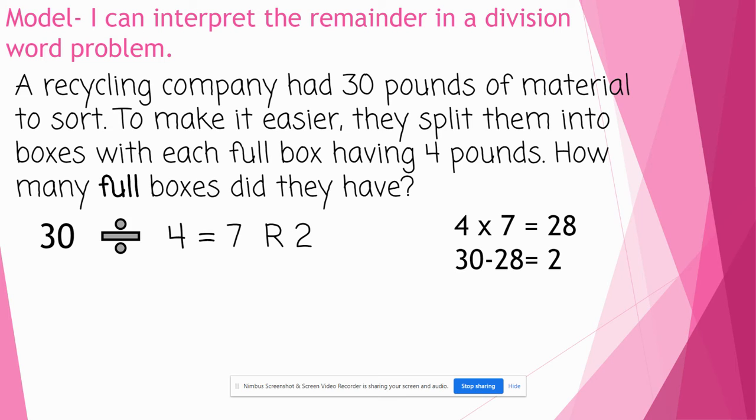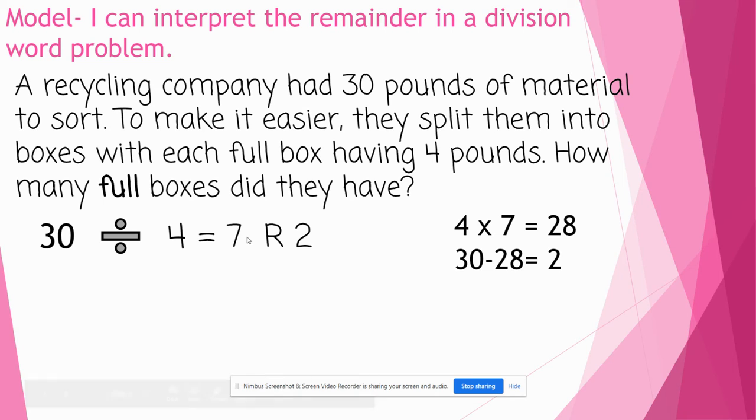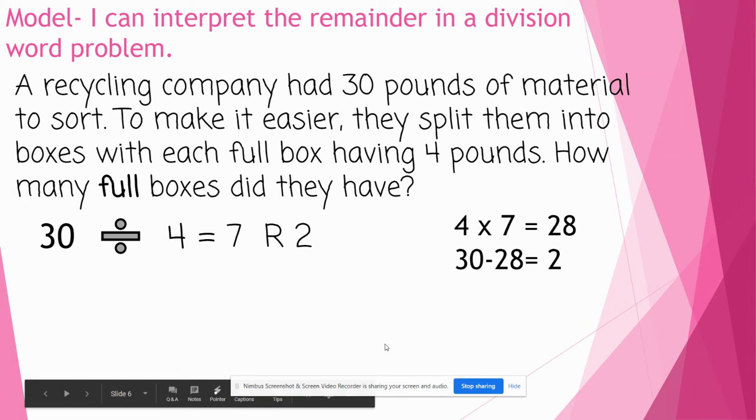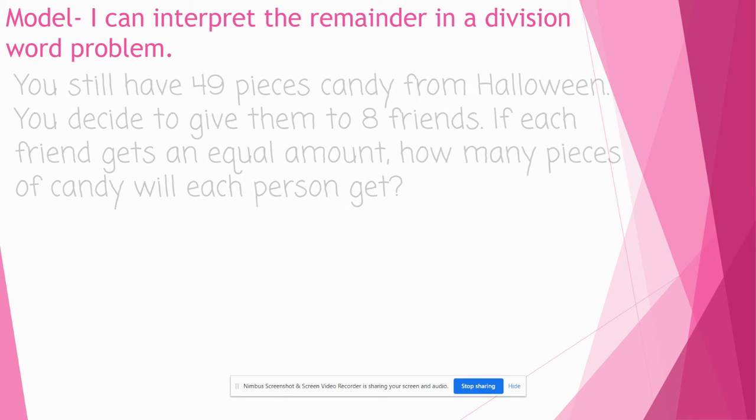Okay, if you look at the question, how many full boxes did they have? That's what it's asking me. It's not saying how many boxes total did they have. It's saying how many full boxes they had. And I know that there are 7 full boxes. And there is a remainder of 2, but we're going to drop it. Drop the remainder.